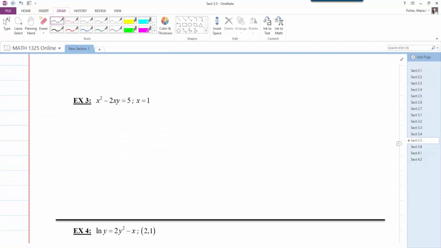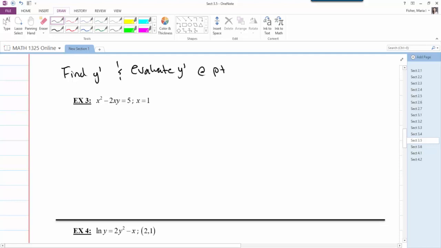Example 3. Again, we want to use implicit differentiation to find y prime, and then evaluate y prime at the indicated point. So find y prime and evaluate y prime at the point. Directions are the same for this until the end. How do we do this? Well, first let's start by finding y prime. Let's start by finding the derivative.